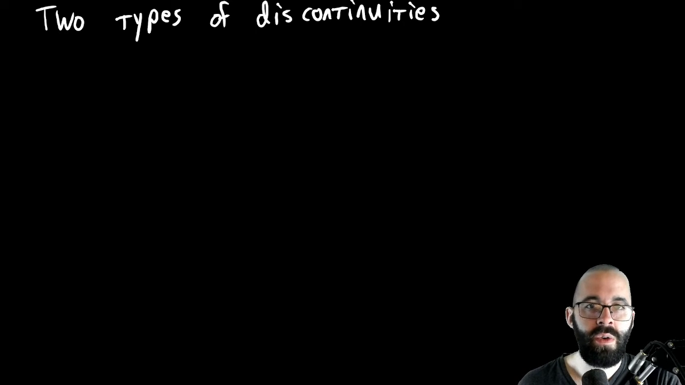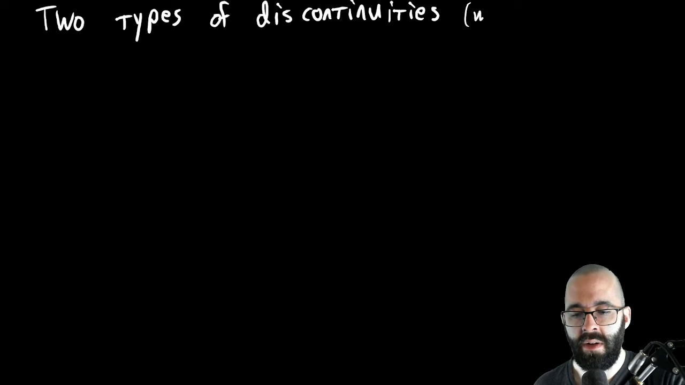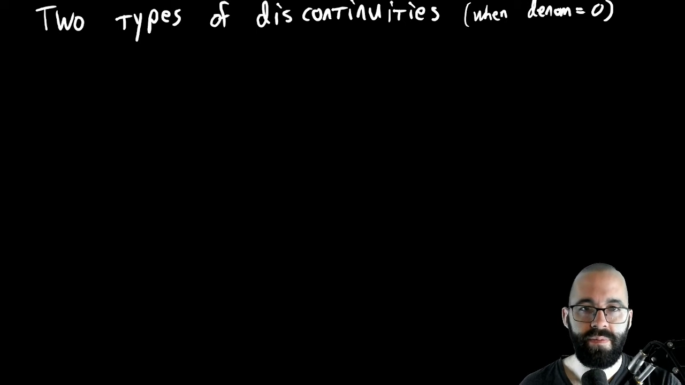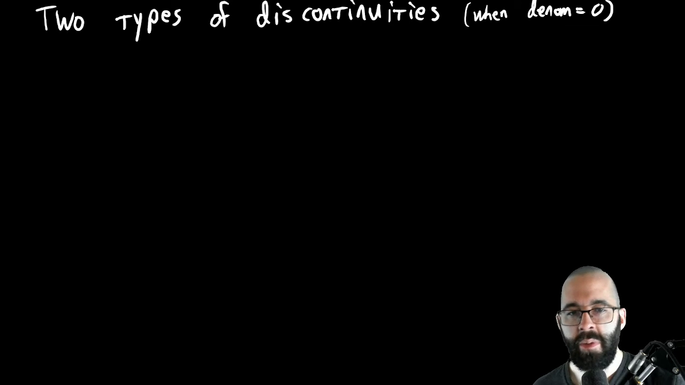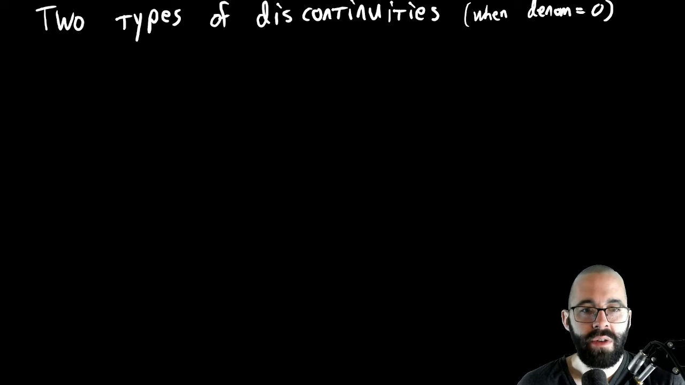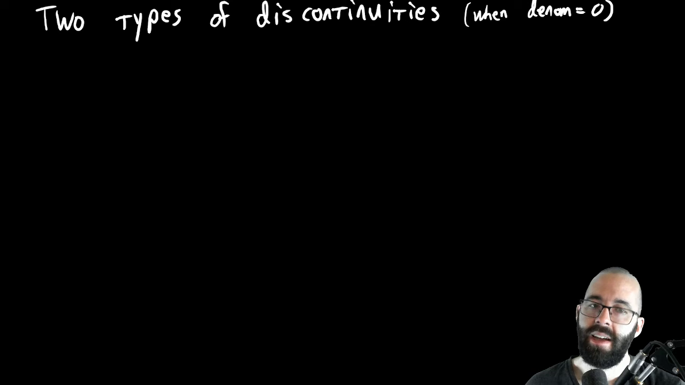All right. So there's two types of discontinuities. And again, these discontinuities are the points outside of the domain, right? So when the denominator equals 0. So when we're finding the domain, we're also finding the discontinuities. The domain of a rational function is going to be all real numbers except a couple points. And at those points, we'll have two types.